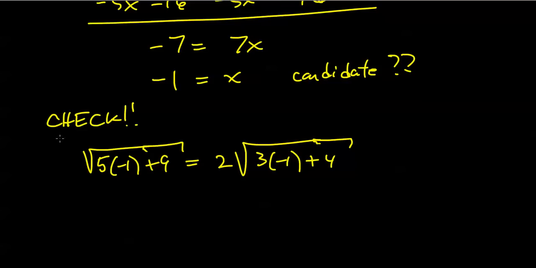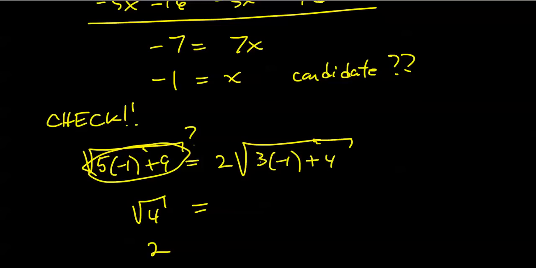X equals minus 1. Everywhere I see an x in my original equation, I plug in a minus 1 and see if I can reduce this to an equivalent statement. 5 times minus 1 is minus 5, plus 9 is 4, so I end up with the square root of 4, or 2, on the left-hand side.